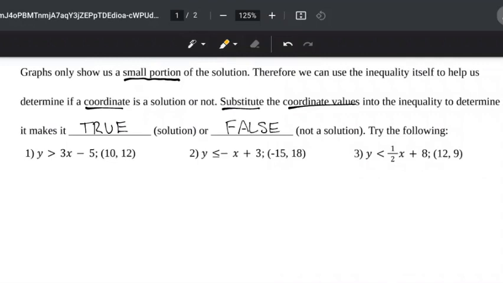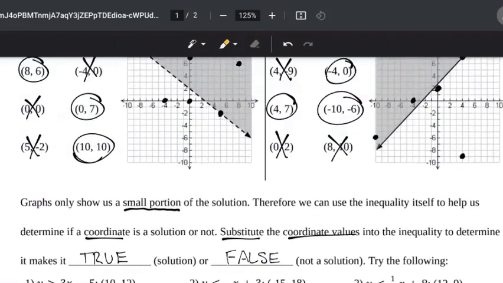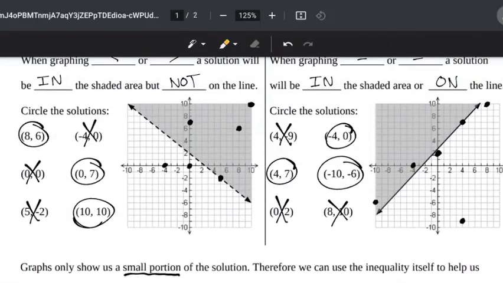If it's true, it's a solution. If it's false, it's not a solution. So we're going to try these here. If you can tell, actually, I'm going to scroll back up here. We can see some of these coordinates might be tough to tell.